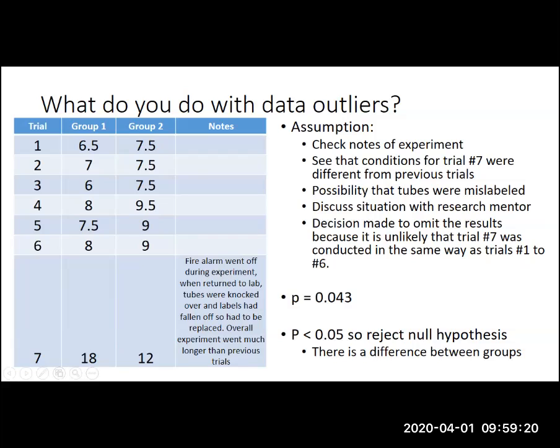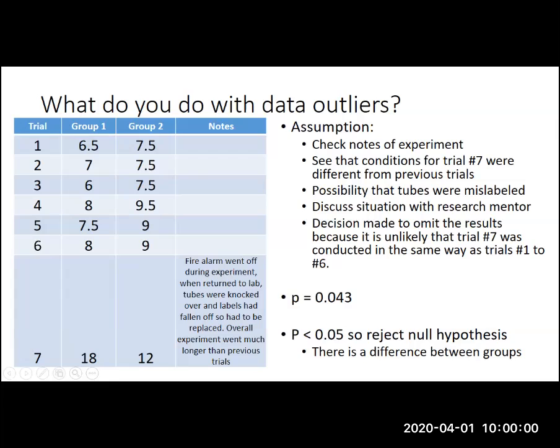And so in trial 7, in the notes, the fire alarm went off during the experiment, so we had to evacuate the lab. When we returned to the lab, the test tubes had been knocked over and the labels had fallen off. The labels were on the table. The tubes were there. I think I put them on in the right place. But I'm not quite sure, they're probably right, maybe wrong. But because we had to evacuate the lab and come back and then relabel everything, the overall experiment took much longer than previous trials, which maybe is why the numbers are so high. So we had lots of things going wrong with trial number 7.